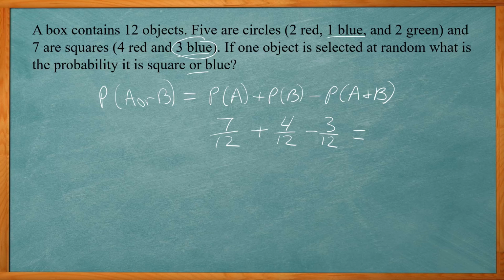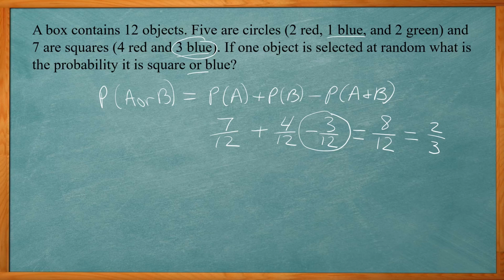We're just going to add the numerators. 7 plus 4 minus 3 will give you 8, and that stays over 12. Again, we need to reduce. 4 can go into each of these, so you get 2/3.